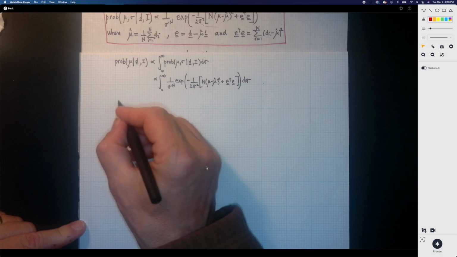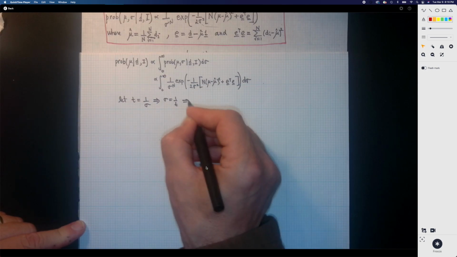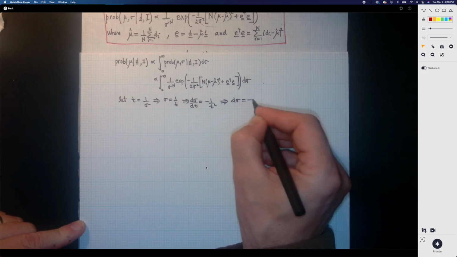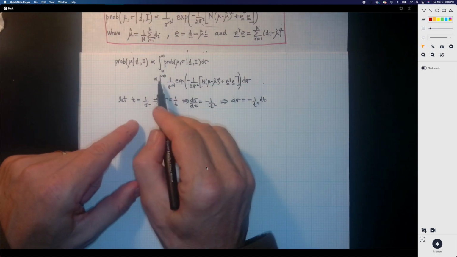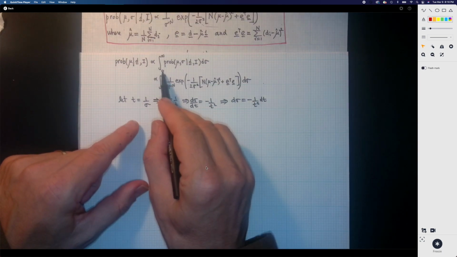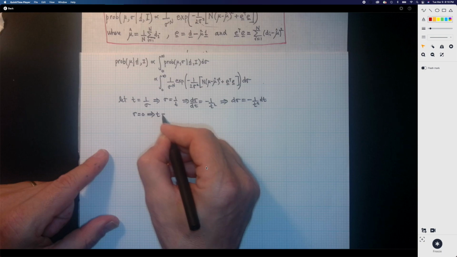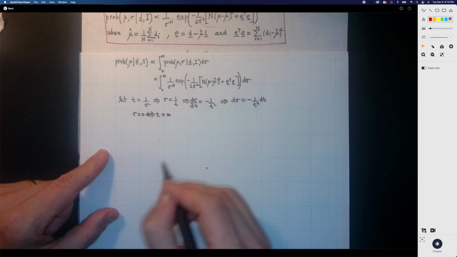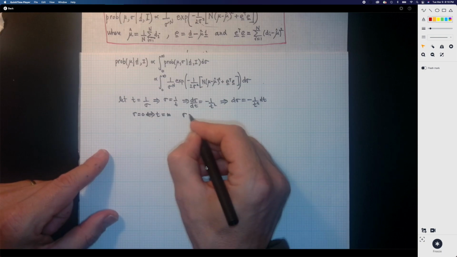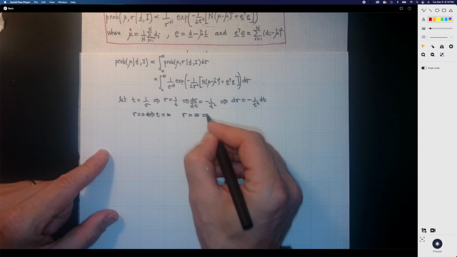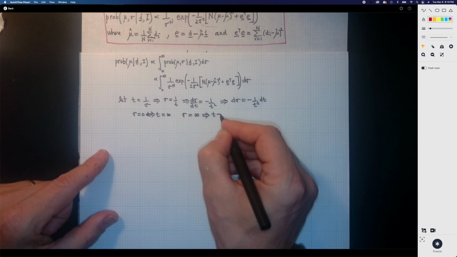And so the first step to doing the integral is to do a change of variables from sigma to t equals 1 over sigma. And for the limits of integration, when sigma is 0, t will be infinity, and sigma equal to infinity corresponds to t equals 0.